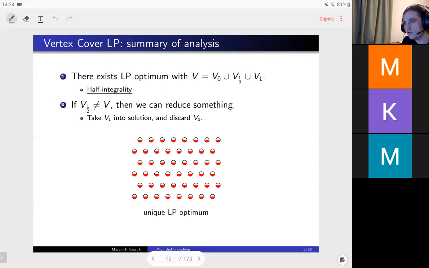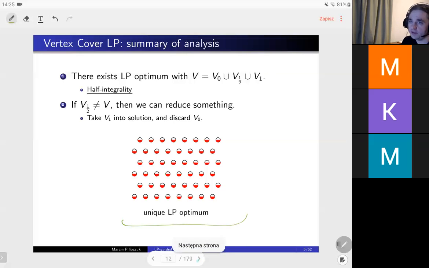And if there exists, then you can do some reduction according to this theorem we have. So you can end up with the situation that all halves is the unique LP optimum. There's no other LP optimum apart from giving half to every vertex in the graph. Okay, and we said, this is fine. We have got our 2k vertex kernel. That was fine for us in the first lecture, but now we want to do something different.